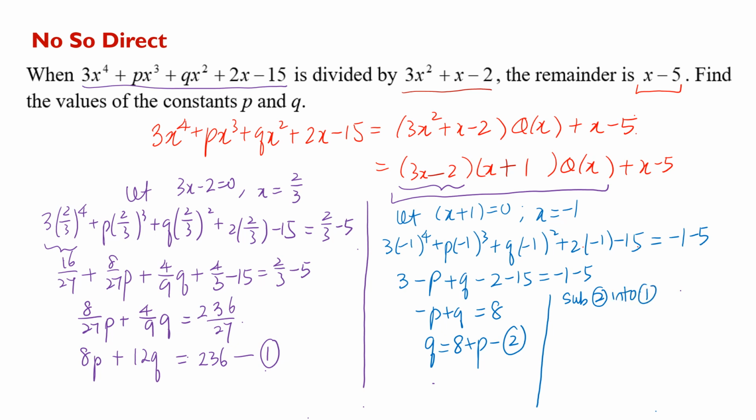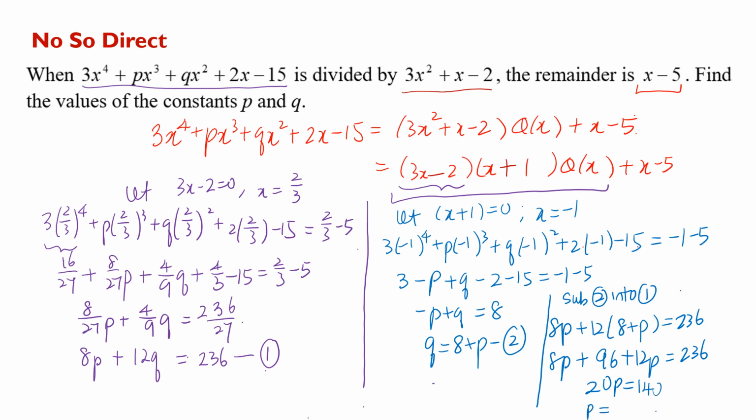I'm going to substitute 2 into 1 and see what I get. I will have 8p plus 12 times 8 plus p equals 236. That will give me 8p plus 12 times 8, which is 96, plus 12p equals 236. That will give me 20p equals 236 minus 96, which is 140. And that gives me p equals 7.